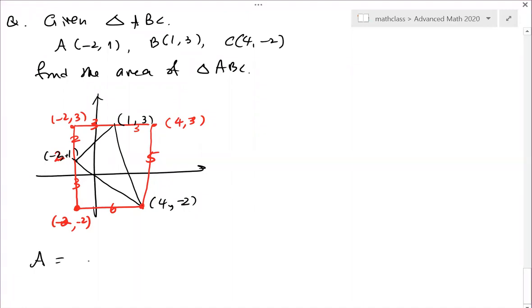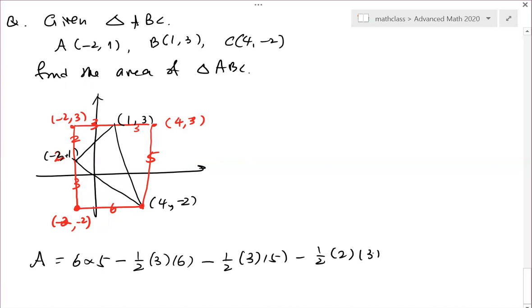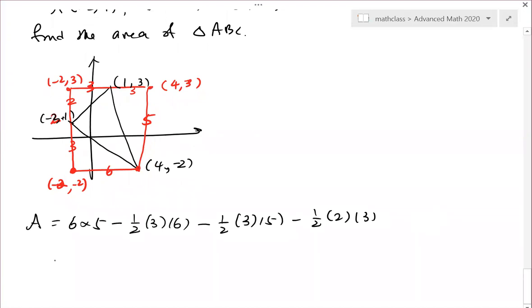So the area is going to be 6 times 5, the area of the rectangle, minus the area of the triangle lower left, right? And minus the area on the right. And that is going to be 3 times 5 minus the area on the up left corner. Okay. So you will get, okay, so it's 9. And this is 15 over 2. And that would be 3.